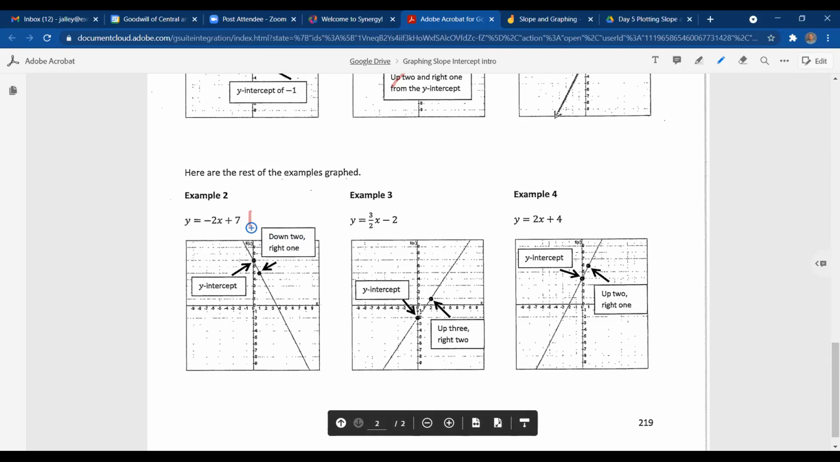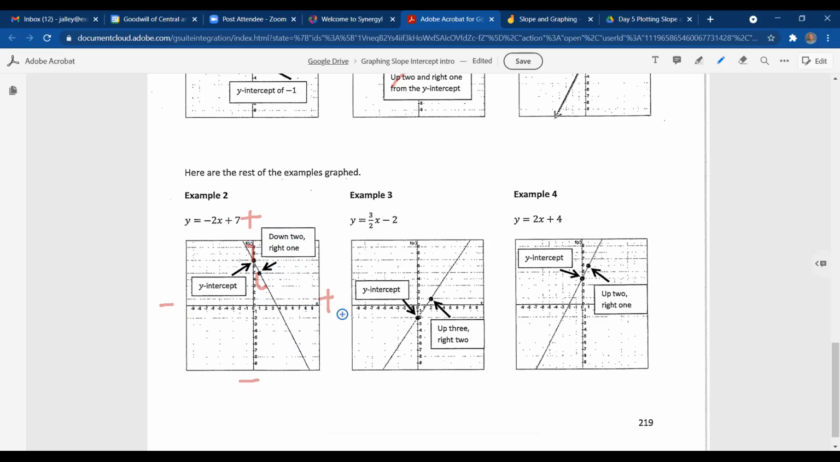Keep in mind, when we go up, it's positive. When we go to the right, it's positive. When we go down or to the left, it's negative. So if I'm going down and right, now I have my signs mixed, right? I got a negative and a positive. Down is negative, right's positive. Well, if I reverse that, up 2 left 1, I'm still going to end on the line. And I can do that as many times as I want, and I'll still be on the line. It doesn't matter which direction you go, but you've got to be consistent.